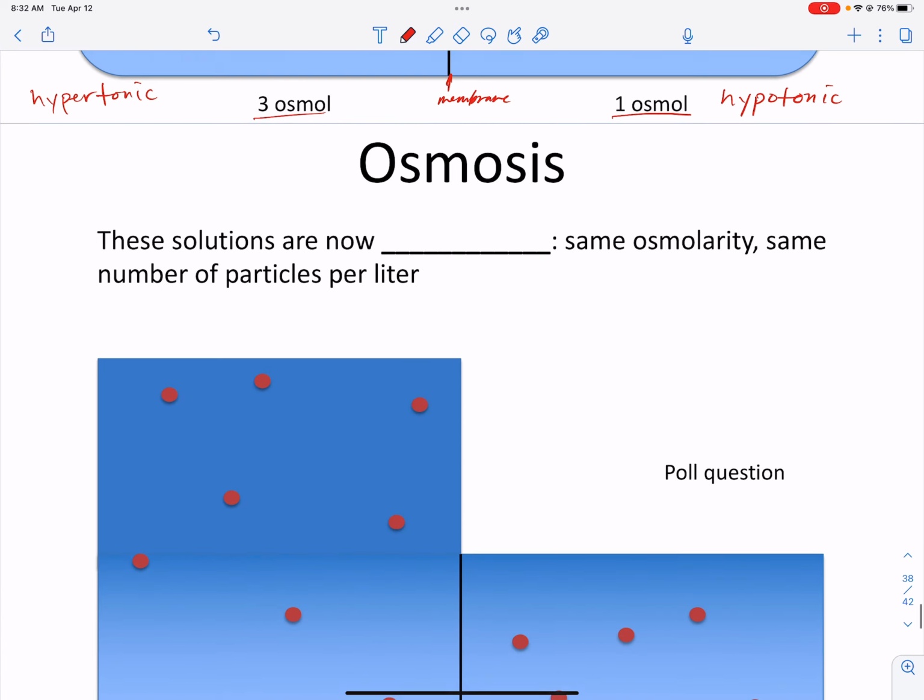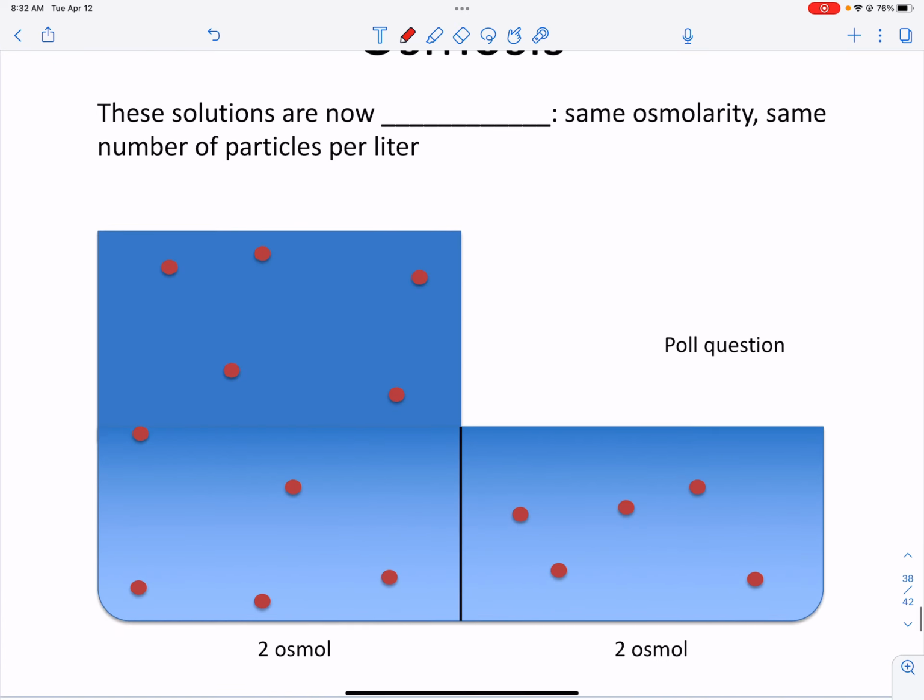Some of you cheated and scrolled to the next slide. The correct answer is that the solvent would actually move towards the left, to dilute the solution with higher osmolarity until you get two solutions with equal osmolarity. That's the way osmosis works across the gradient. So now we have two solutions on either side of our membrane with equal osmolarity, and when you have equal osmolarity, we say the solutions are isotonic. That's the blank up here at the top. Same osmolarity, same number of particles per liter, and I don't have a poll question.